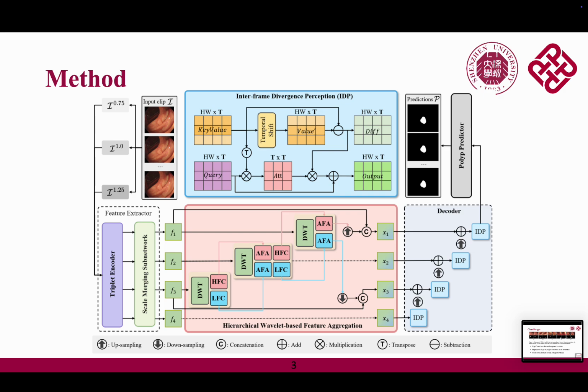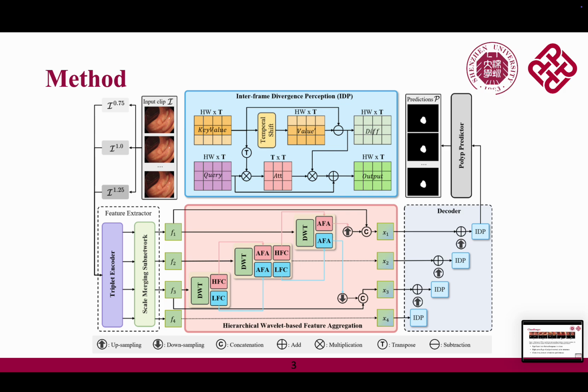After that, the network branches into two important parts. The first one is HWFA, which is designed to solve the problem of high camouflage. In colonoscopy videos, the polyp often looks very similar to the surrounding mucosa, so conventional spatial features are not discriminative enough. To address this, HWFA decomposes the multi-level features into high-frequency and low-frequency components using discrete wavelet transform.